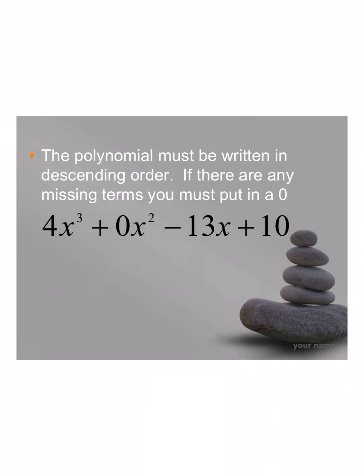Anytime we have a missing power within our polynomial, we're going to represent it with a 0. All right, so make sure you put a 0 in. In this case, we didn't have an x squared, so we write that as a 0x squared. You cannot omit any power. Again, if it's not there, we're going to be representing it with a 0. Okay, now we can go ahead and try to do division with this polynomial.